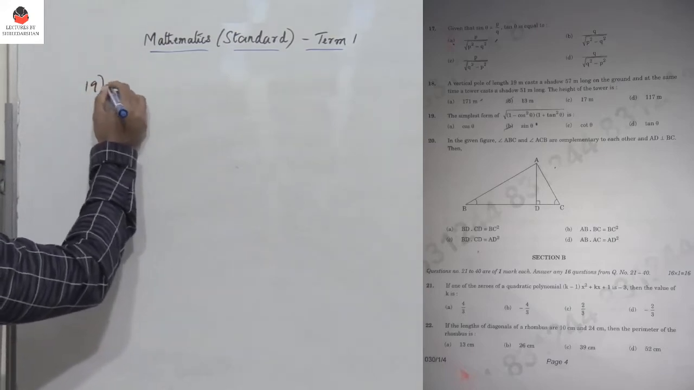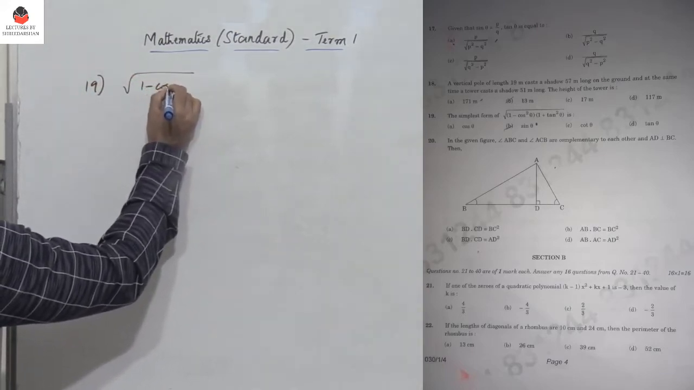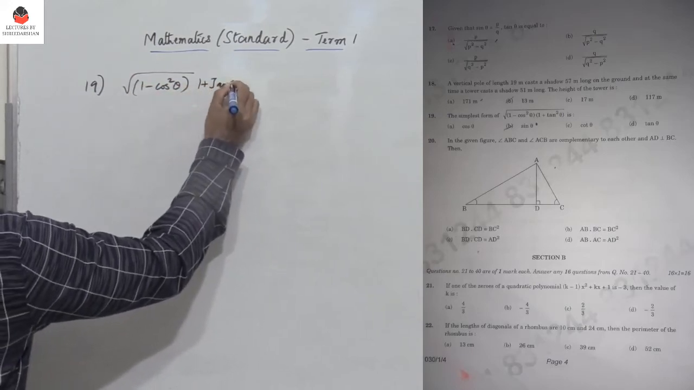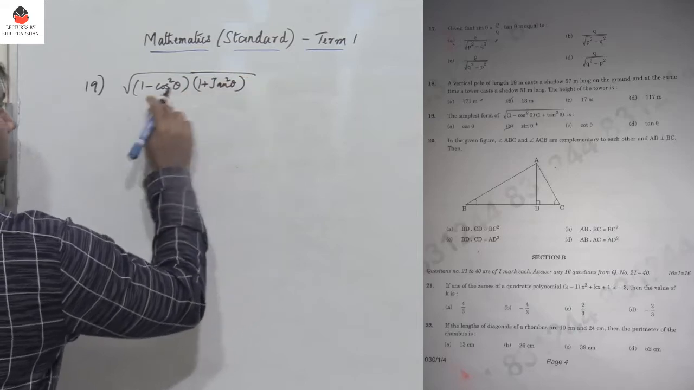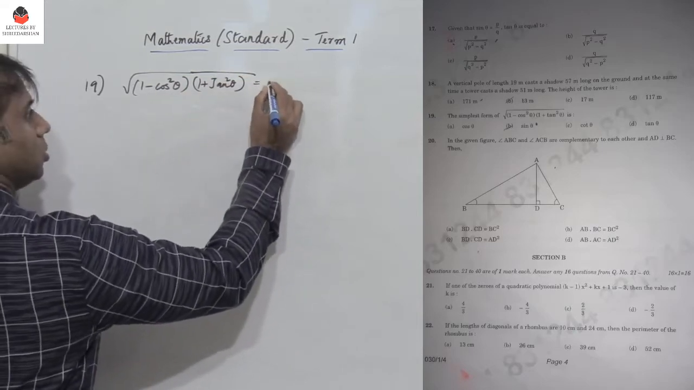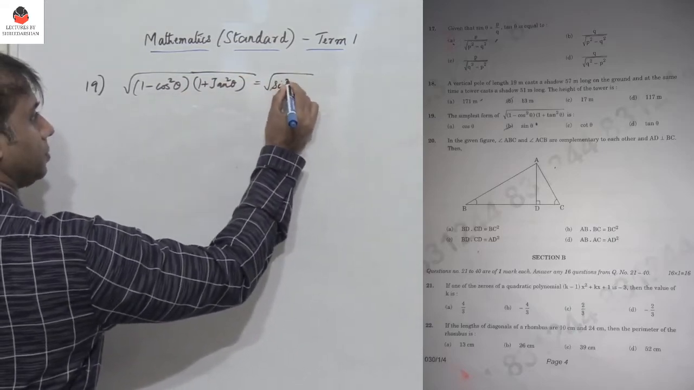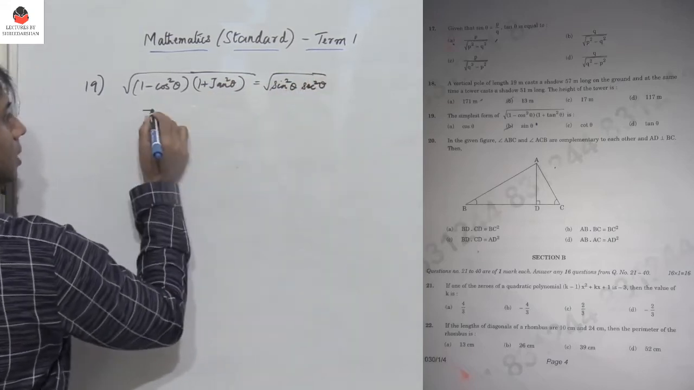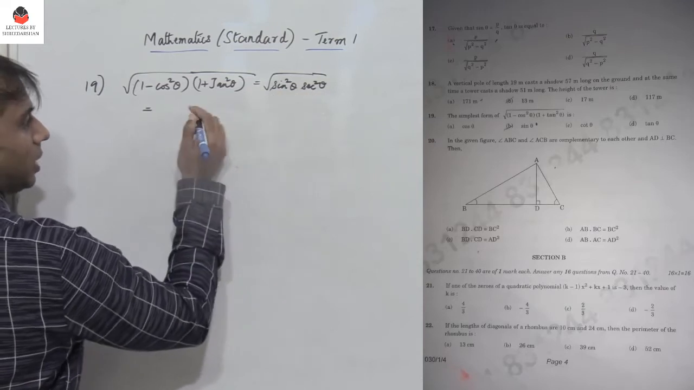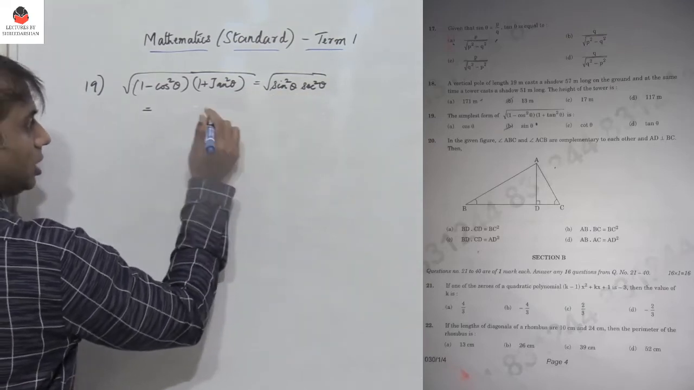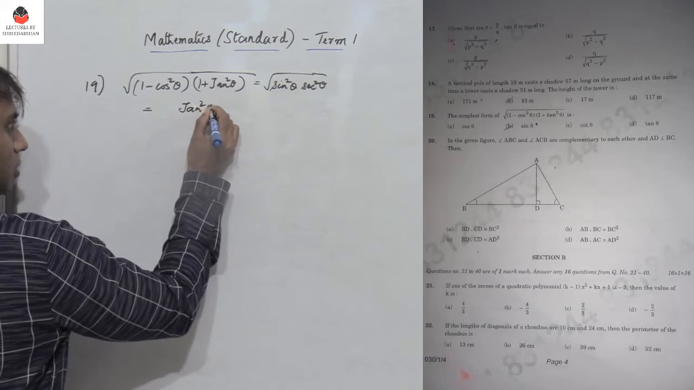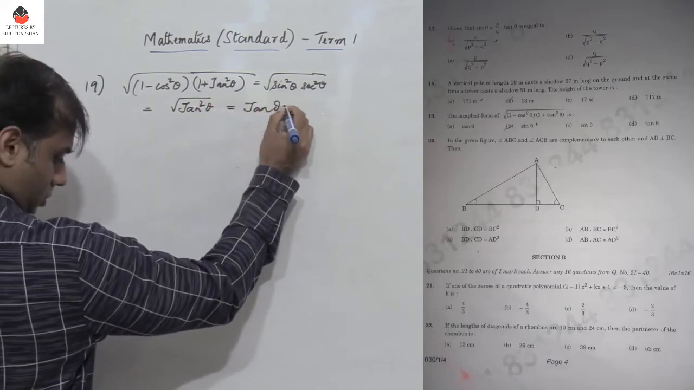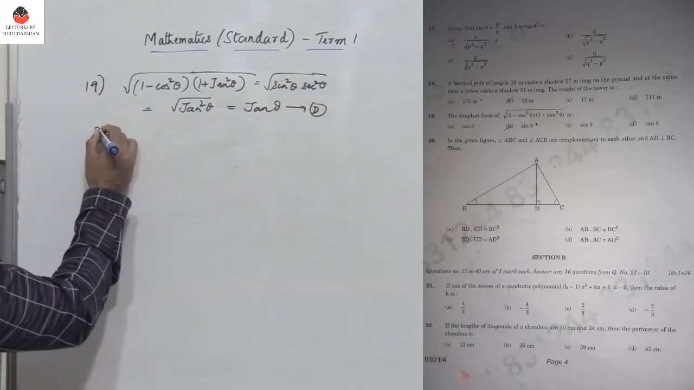19th one, square root of 1 minus cos square theta into 1 plus tan square theta. A very easy problem. 1 minus cos square theta is sine square theta. And 1 plus tan square theta is secant square theta. So secant square theta is 1 by cos square theta. So sine square theta by cos square theta is tan square theta, the whole root, which is nothing but tan theta. So this is option D.